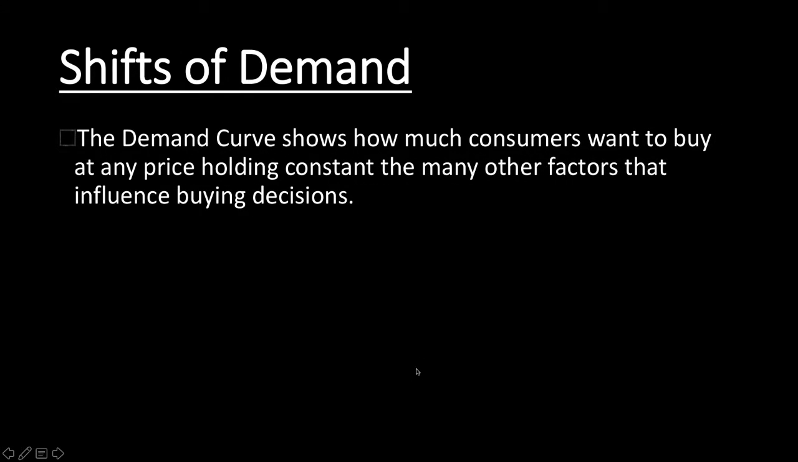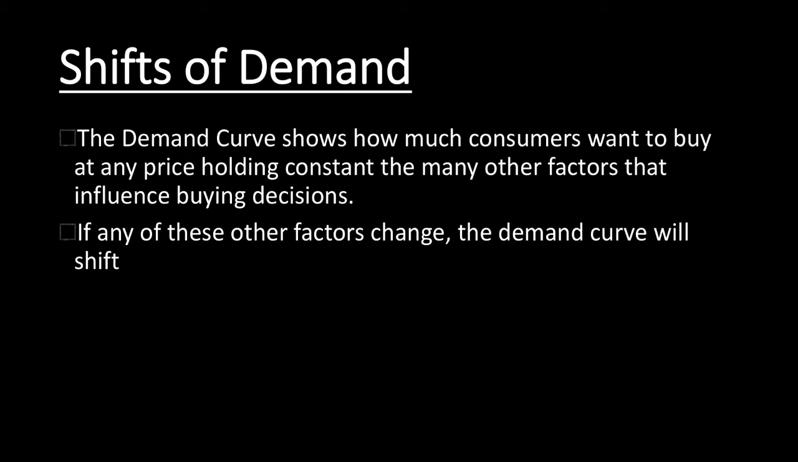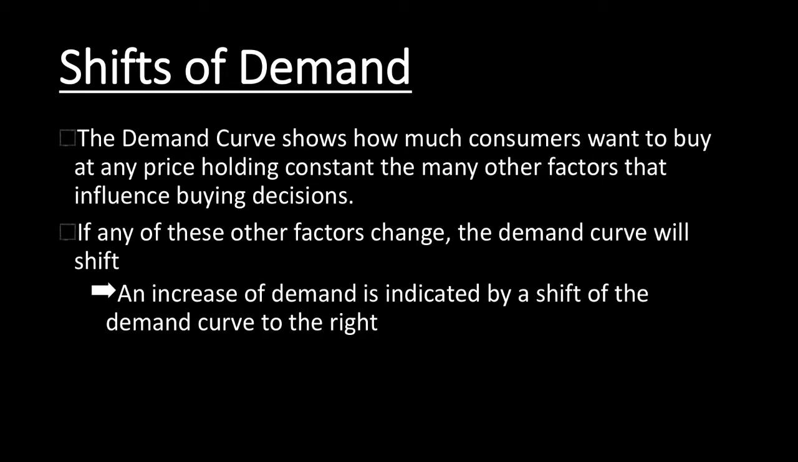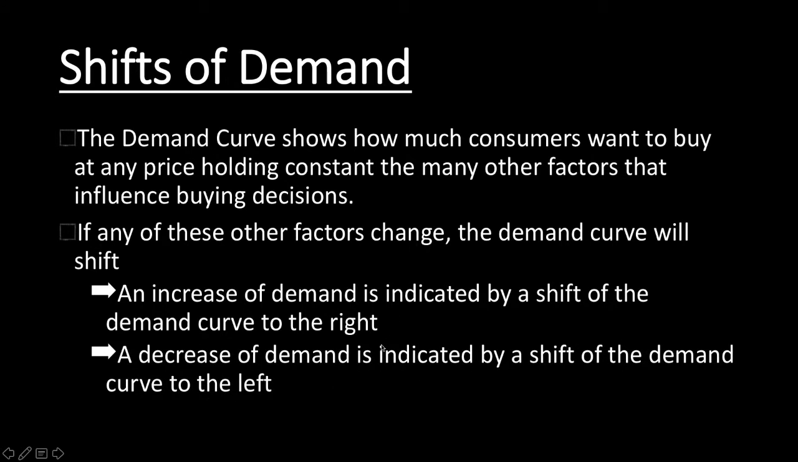Now, demand curves are not static. Demand curves show at one point in time how much of a good consumers are willing to purchase. However, in the background, there are constantly factors that are fluctuating, influencing consumer buying decisions. So when these factors that underpin demand change, the demand curve is going to move. It's going to shift. We say demand is increasing. We draw it as a shift to the right, and I'll show you what I mean in a second. A decrease of demand is indicated by a shift to the left.